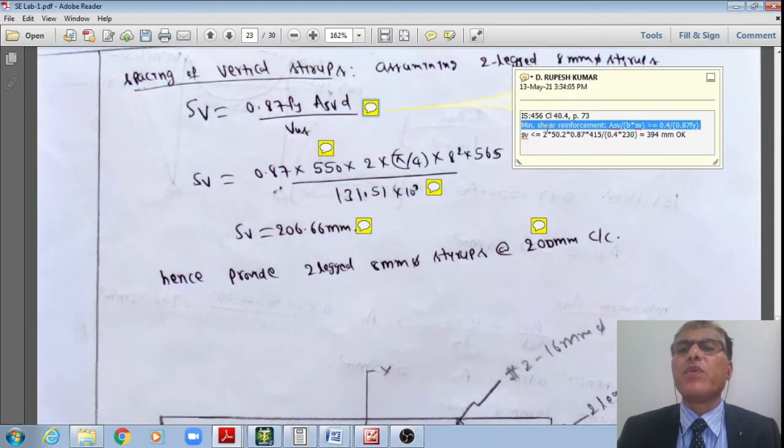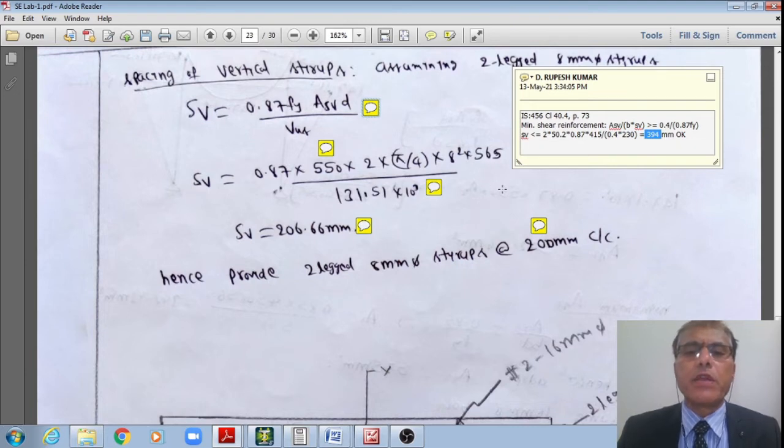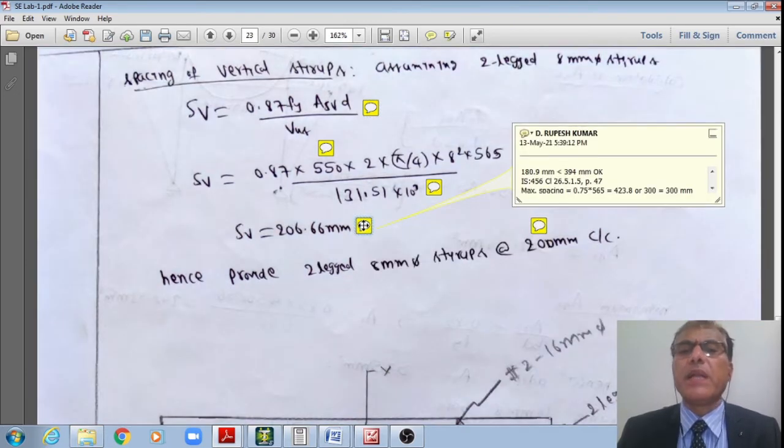From the minimum shear reinforcement point of view, given this formula, ASV by BSV is greater than or equal to 0.4 divided by 0.87 fy. Upon substitution, I get Sv should be less than or equal to 394. However, from the design point of view, I got 180.9, which is much less than that from the minimum shear point of view. Therefore, the minimum shear criteria will not govern the design, but the design shear criteria will govern. Please make note of this inference, student.